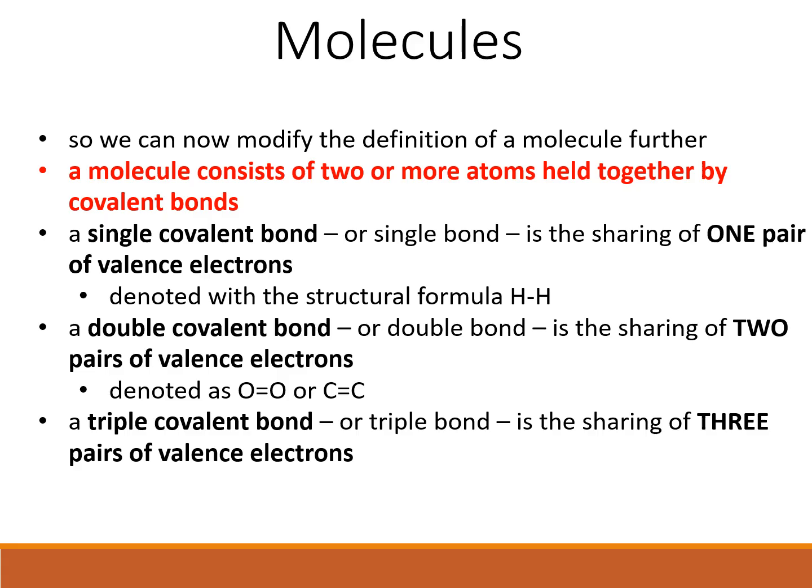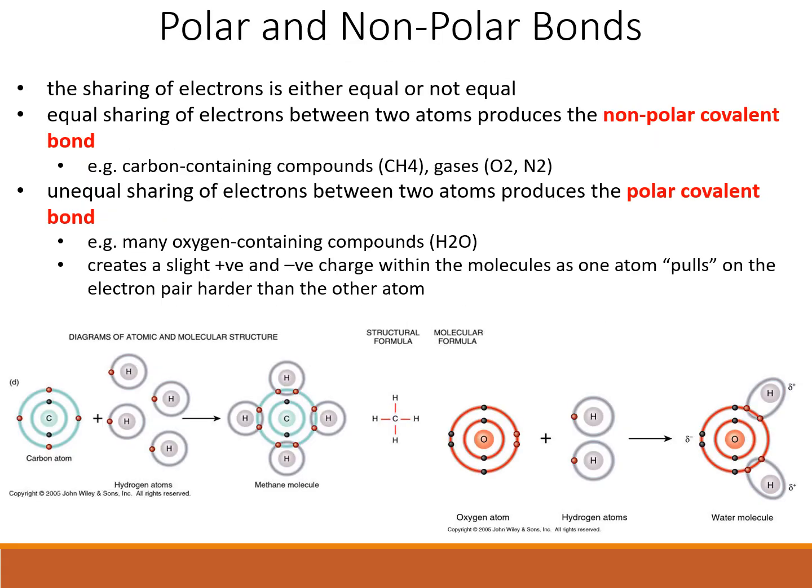The double covalent bond, or double bond, is the sharing of 2 pairs of valence electrons. You can see there's 2 dashes. Again, each one of those lines represents the sharing of a pair of valence electrons. And of course, there's a triple covalent bond, which is the sharing of 3 pairs of valence electrons. The sharing of electrons can either be equal or unequal.